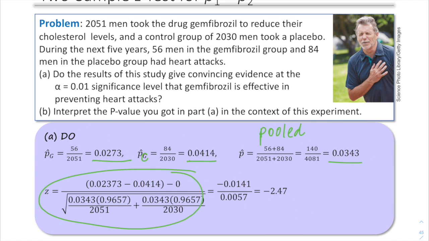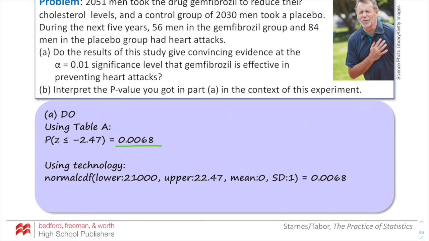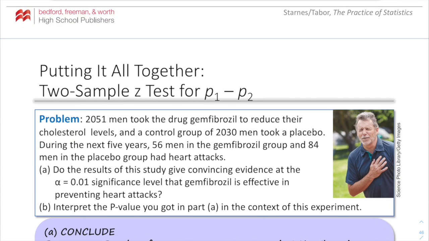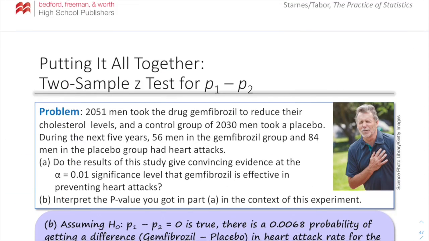Plug everything into our formula. We get a final test statistic of negative 2.47. Go to our table. It gives us a p-value of 0.0068. Or again, you can use your calculator. So because our p-value is less than alpha, we reject. There is convincing evidence of a lower heart attack rate for middle-aged men like these who take the drug than those taking only a placebo.